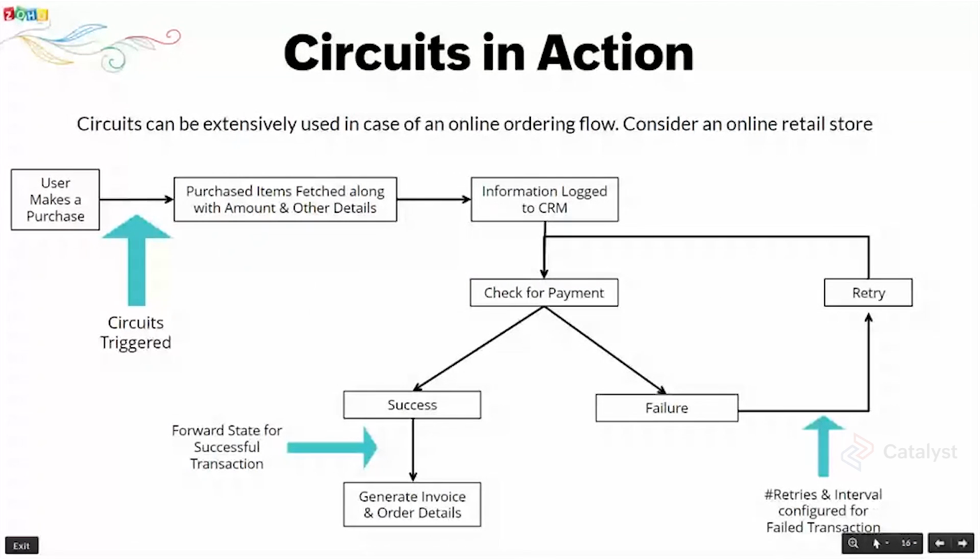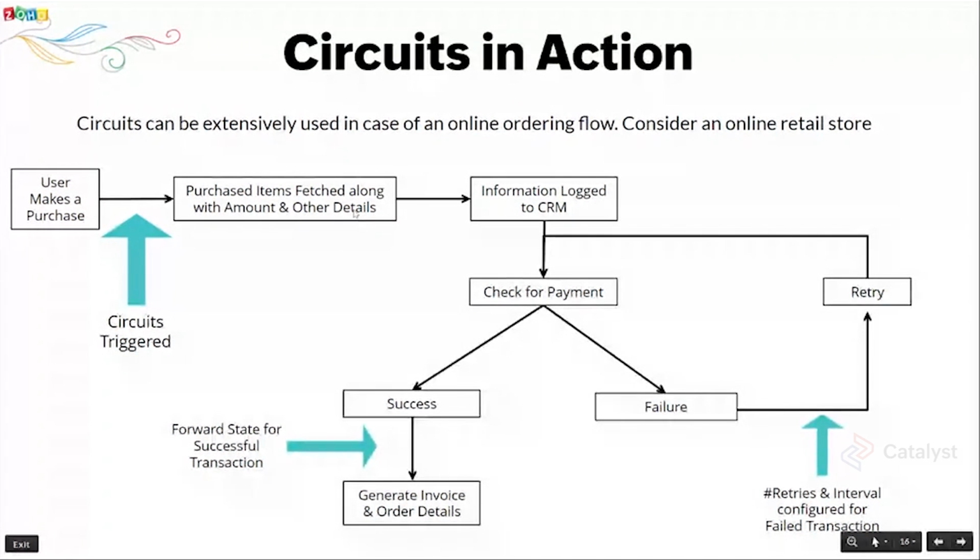Circuits in action. So let us take up this example of an online ordering flow. For an online retailer, an ideal flow would be that a user makes a purchase. After a purchase, the purchase items are fetched along with the amount and other details like inventory, if it's available, if it's buyable, if it's available at the particular location or pin code that the customer wants to buy it at. All of this information is pushed into a CRM or say an order capturing platform.